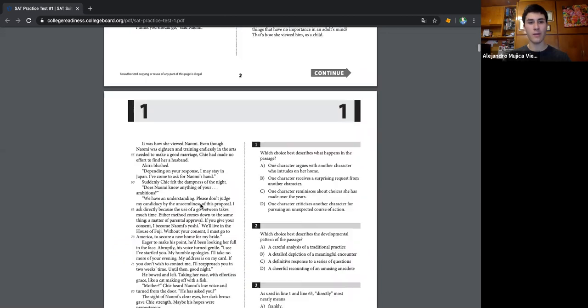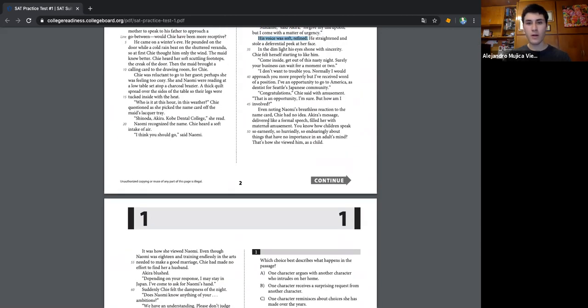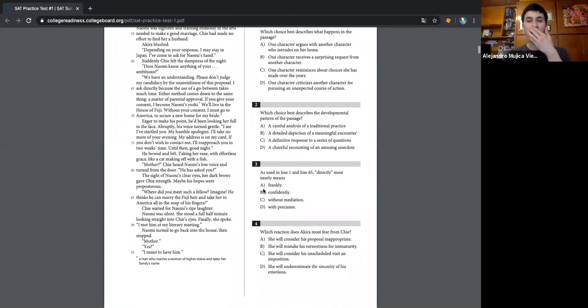49 to 51. "You know how children speak so earnestly, so hurriedly, so endearingly about things that have no importance in an adult's mind." So yeah, this is Chie thinking. This is Chie in her mind thinking about Akira, and she is thinking about him as immature, which would make us believe that this might be the right answer.